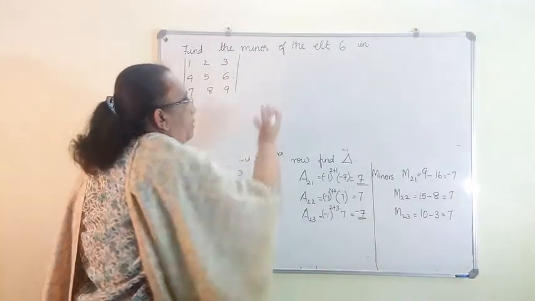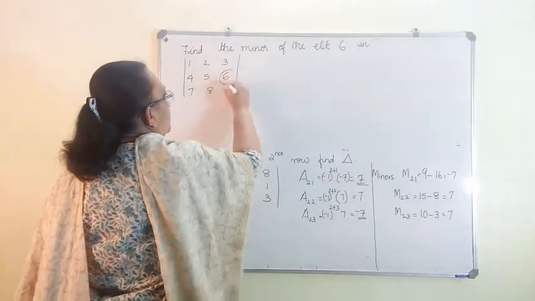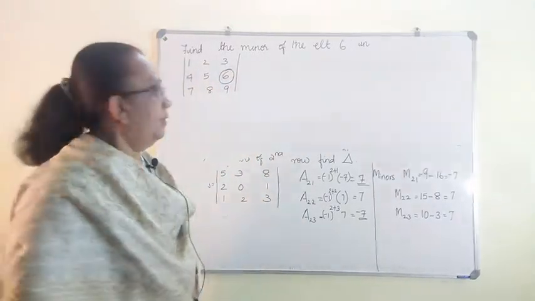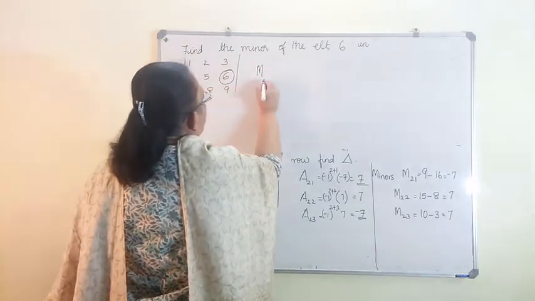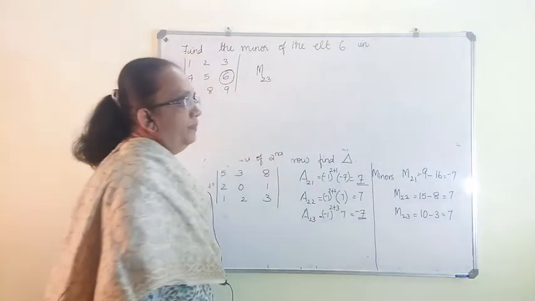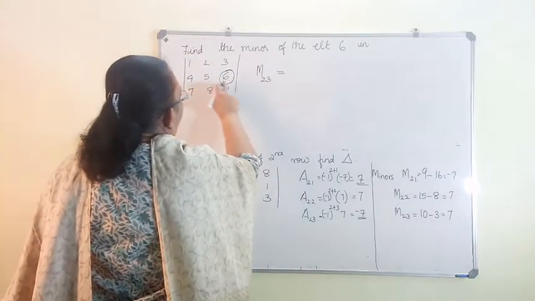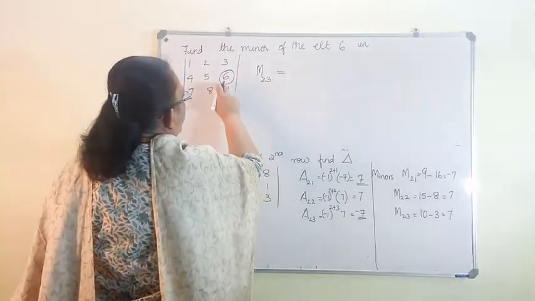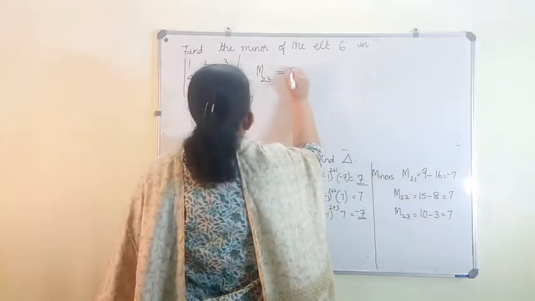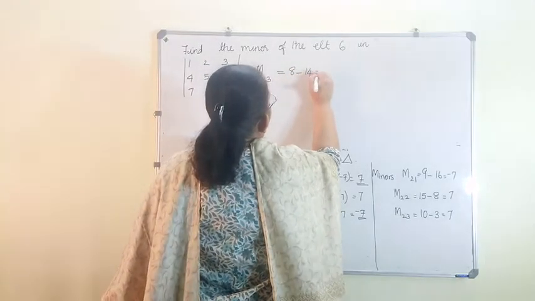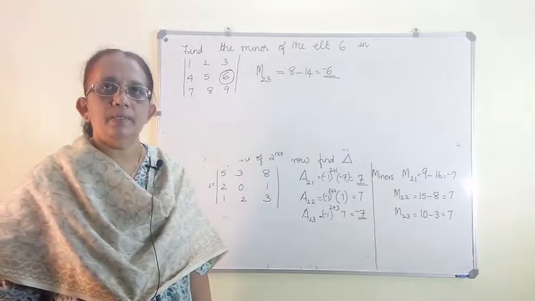Or one more thing can be asked: minor and cofactor of the element 6. So you are finding out 6. Minor is denoted by M. Where is the position? M23. Second row, third column. So you eliminate the second row and the third column because it contains 6. That is equal to 8 minus 14, which is equal to minus 6. Just that value. So it is a one word question.